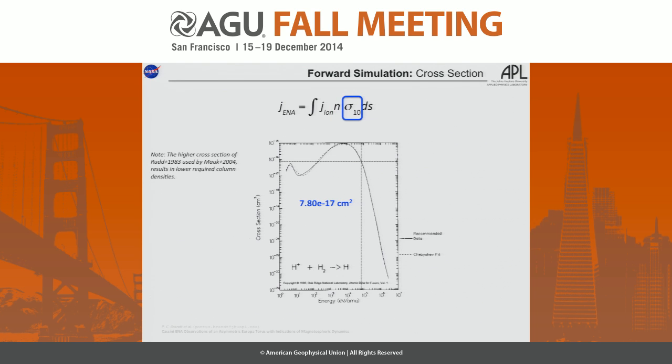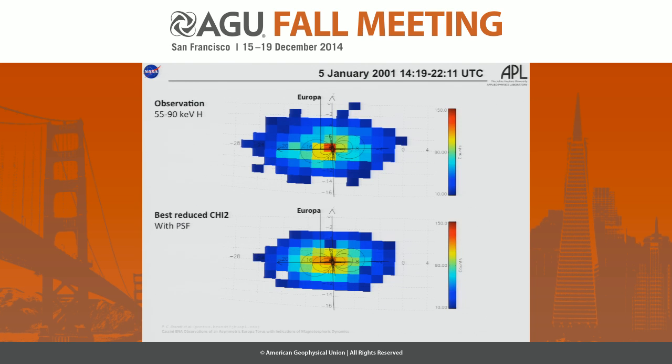Just quickly, this is the cross-section we used, and this is from the Oak Ridge Red Books. There is another cross-section out there by Rudd et al. in 1983 that is higher than this, and that will result in lower required column densities. Okay, let's go into the results very quickly here.